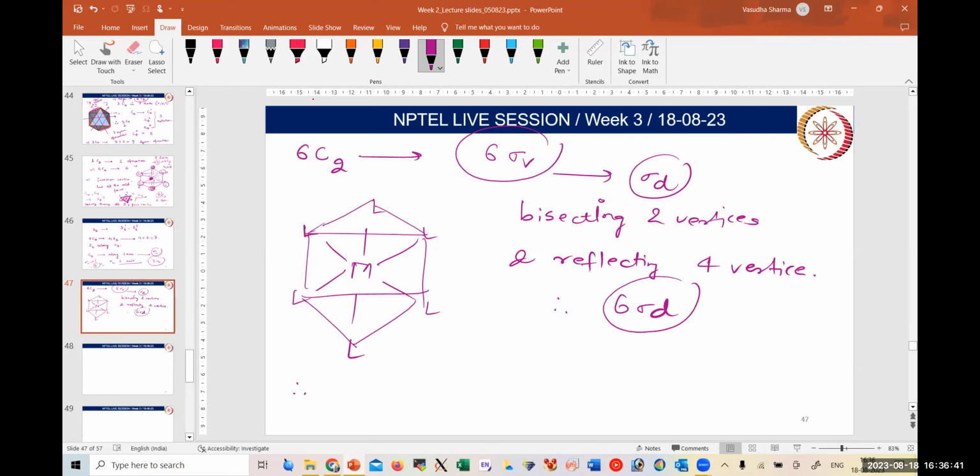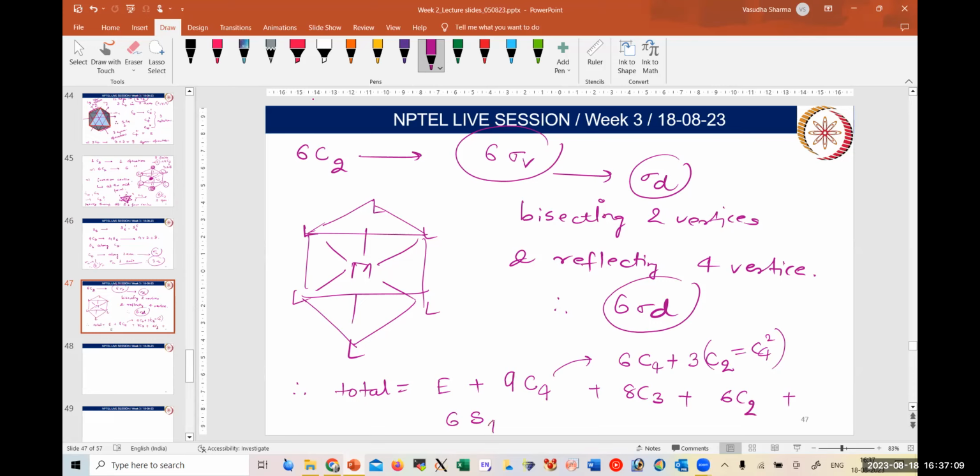So ultimately, in total, we are having identity, 9C4, which can be written as 6C4 plus 3C2, which is equal to C4 squared, plus 8C3, 6C2, 6S4, 6 sigma D, i, 8S6, 3 sigma h, 6 sigma D. So this, if you will count, that will come as a 40.